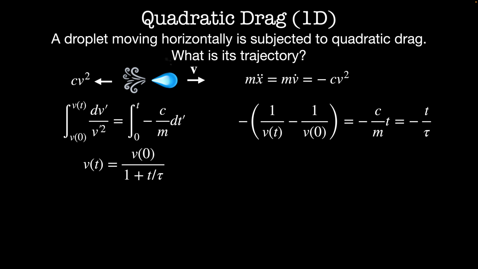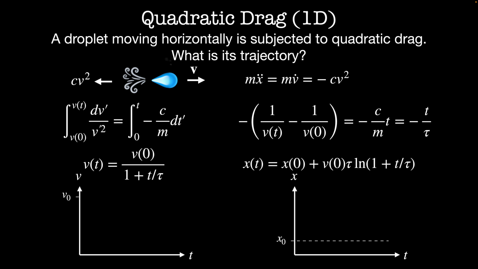Now to solve for velocity as a function of time, I have v of t equals v naught divided by 1 plus t over tau. Now I can integrate this once more to find position as a function of time. So I have x naught plus v naught times tau times the log of 1 plus t over tau. So now let me plot both of these.